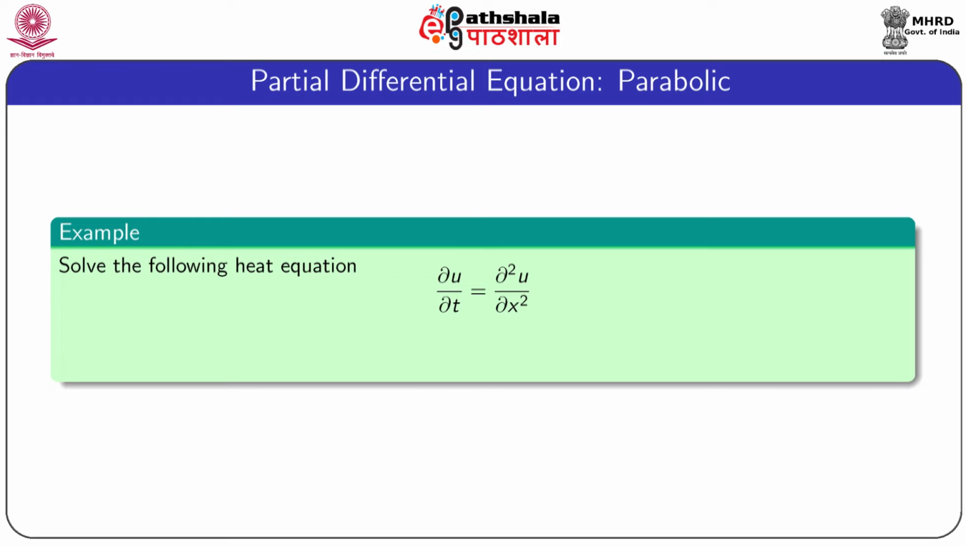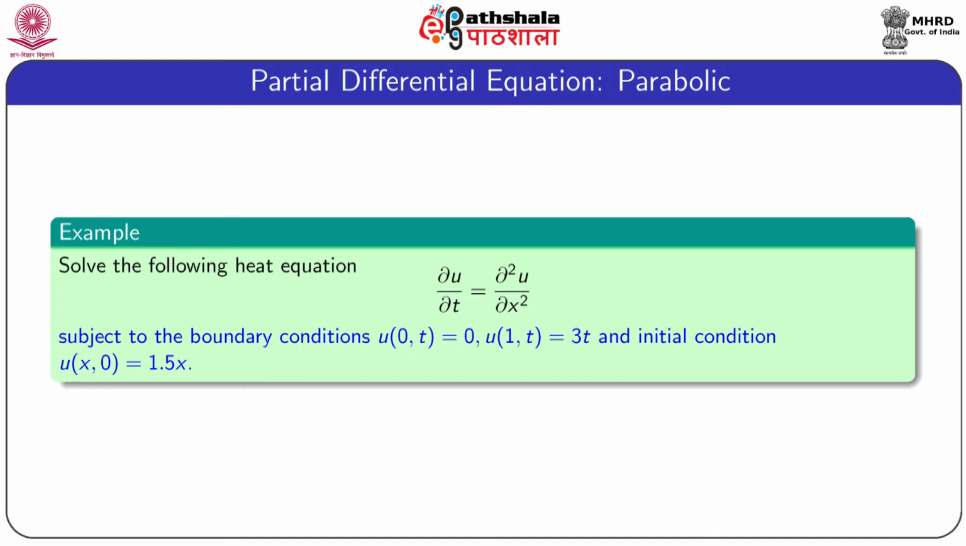Now we consider one example to illustrate this method, basically the method described in the previous cases. This method is the explicit method. So we solve this equation by using the previous explicit method. In this case the boundary conditions are 0 and 3t and the initial condition is u(x, 0) equal to 1.5x.